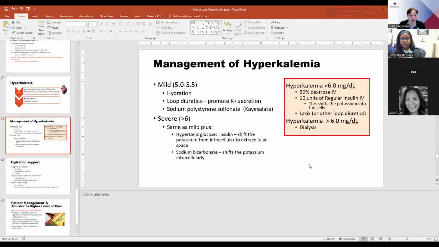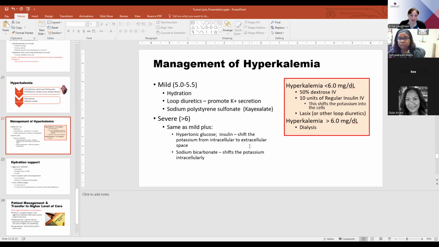So how do we treat this? Mild, you'll see is listed there. That is hydration, loop diuretics. The use of Kayexalate is contraindicated because of the bowel necrosis that it is now found to cause. So that may or may not be used. It's kind of used more sparingly now because we know the problems it could have.